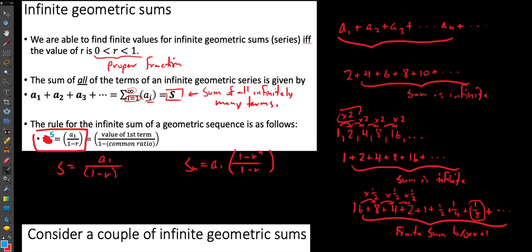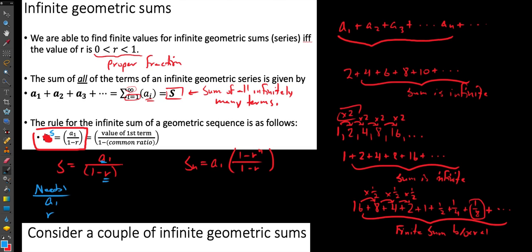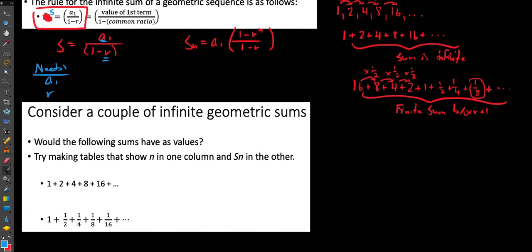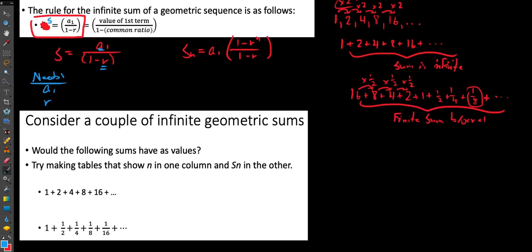As we look at these infinite sums, we're going to write down our needs. This is pretty cool: I only have 2 needs here. The first is the value of my first term, and the next is r. I need to know these 2 things. So let's take a look at some infinite geometric sums and see what we can determine. It says, would the following sums have finite values?